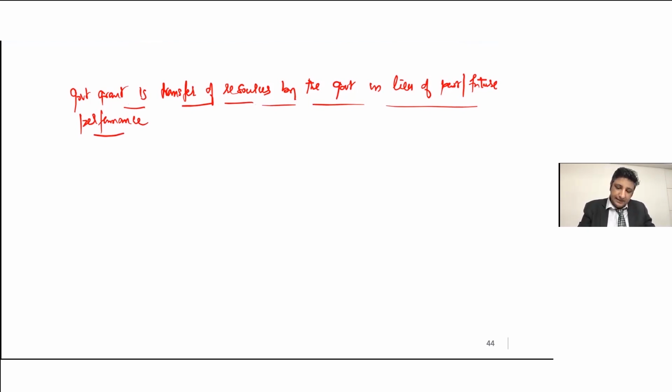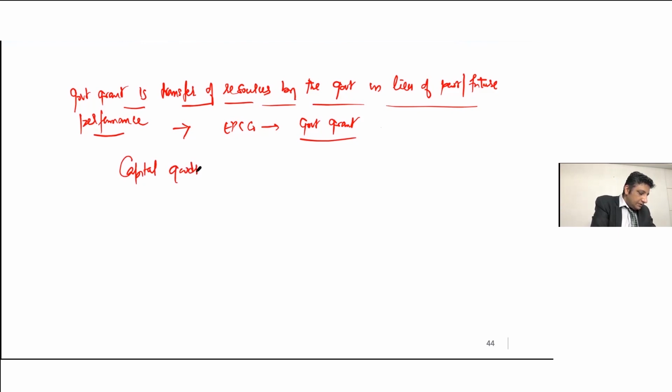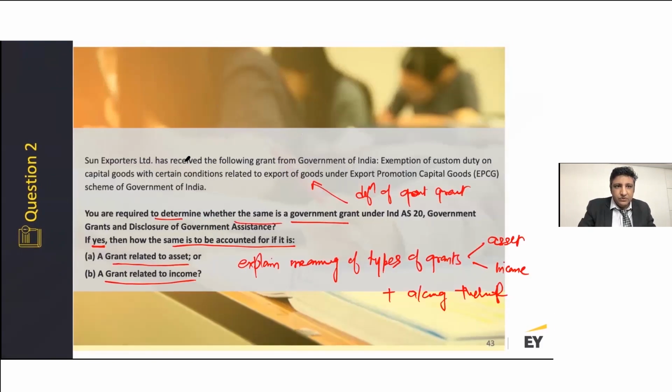Now, considering this, the given example, the EPCG, would be an example of a government grant. Clearly, there is an incentive and there are, of course, conditions attached to that. Okay, now the conditions are basically for capital goods and export of goods in future. You create a capital asset. That's the wording that's being used, capital goods only.